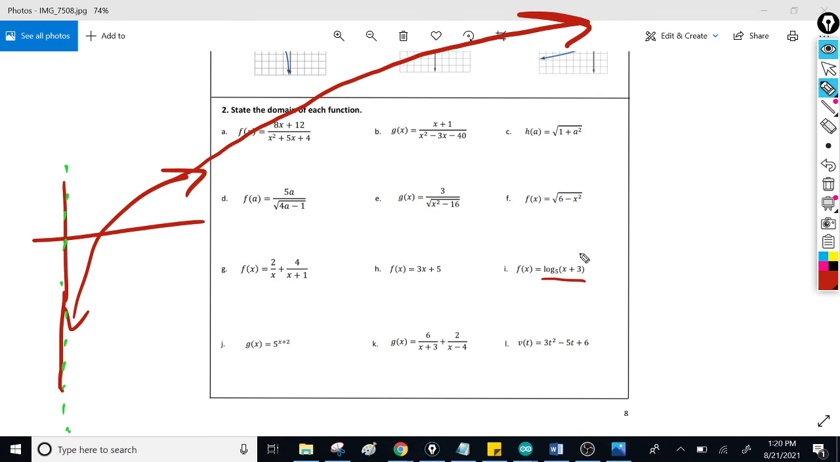And now look at the transformation. The plus 3, what does it do to the graph? Does it shift to the left or right, up or down, by how many units? This will change the domain as well.